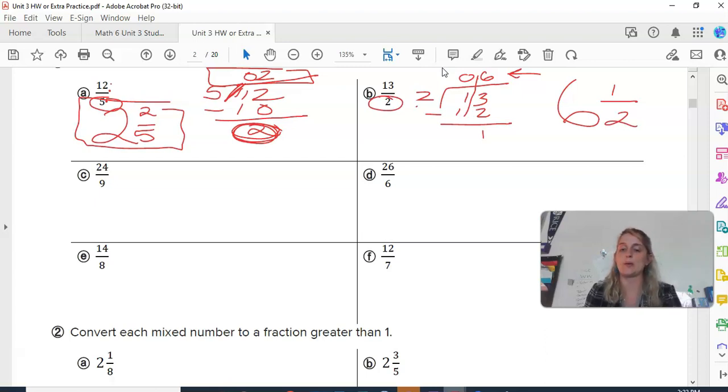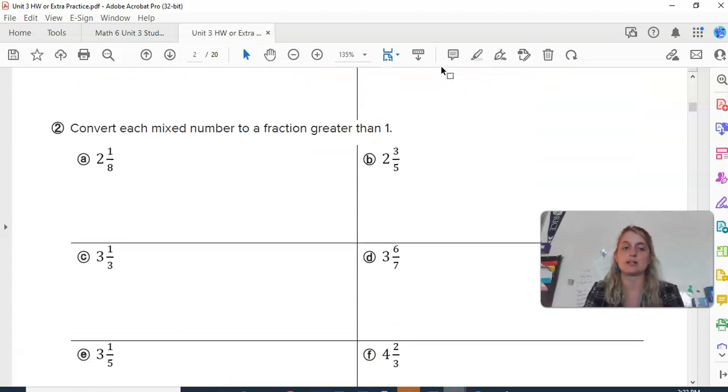So when you're doing these problems, if you're doing the division strategy, I expect to see a division problem. You can stop when you get a remainder. Then you're going to take your quotient, that's your whole number. Your remainder is your numerator, and you have the same denominator as the original fraction.